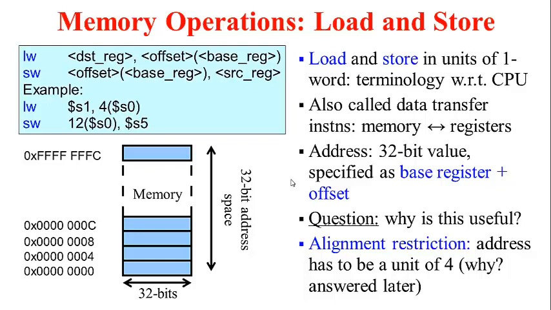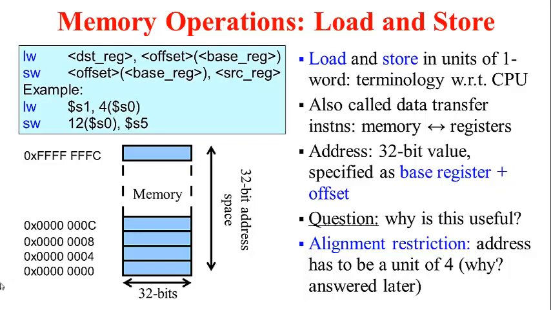Note that the unit of data transfer here is one word, which is the same as the width of the registers in MIPS. These instructions are also called data transfer instructions because they transfer data between memory and the registers. Now when you talk about main memory, we have a main memory which is occupying a 32-bit address space. That is, an address in this memory needs 32 bits to specify a particular location.